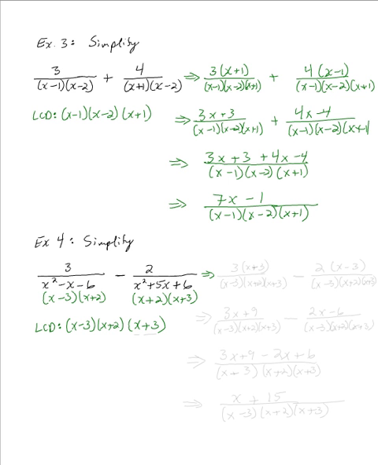So I can rewrite this as 3. Let's see. The first fraction had the denominator x minus 3, x plus 2. It's missing the x plus 3. So 3 times x plus 3 over the denominator of x minus 3, x plus 2, x plus 3. Subtract the 2. Now what's missing in the second denominator? The second denominator is missing the x minus 3.